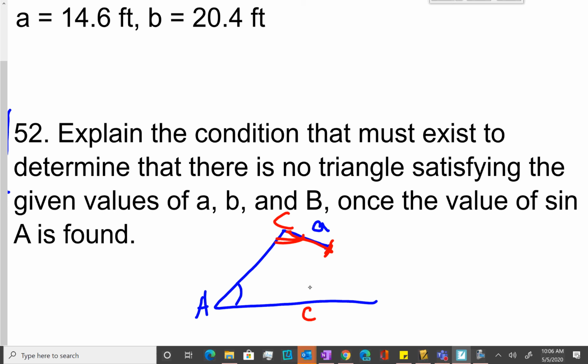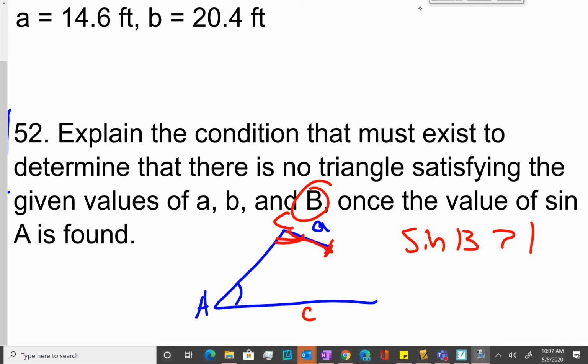And so this is going to happen once you see that sine of B, that first angle, sine of B, has to be greater than 1. Okay, so that has to be greater than 1. So what that means is, if this is greater than 1, then you'll have no triangle, right? That's using the law of sines.